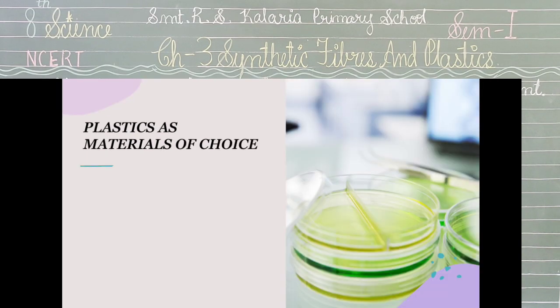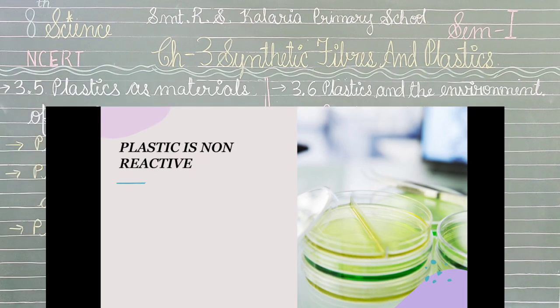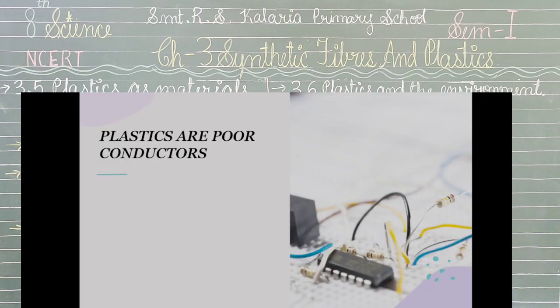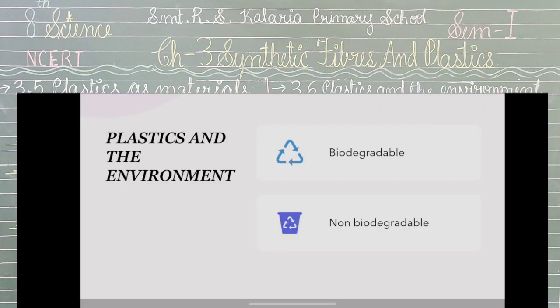Then we went on to plastics as the material of choice. Plastic is non-reactive, and we saw why it is durable, light and strong. So these are the reasons. And then at last we saw that plastics are poor conductors. Then we wound up with the last topic, that is plastics and the environment.